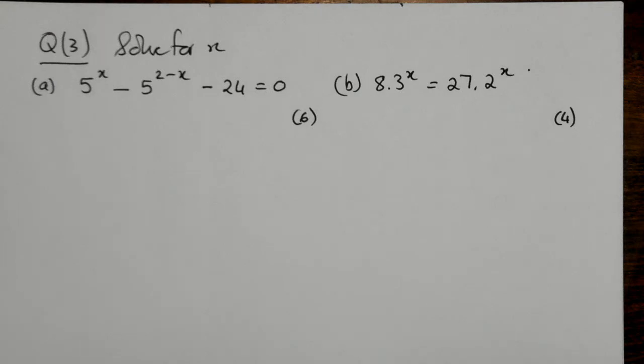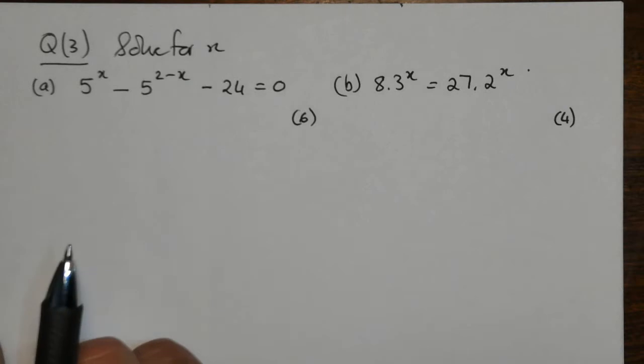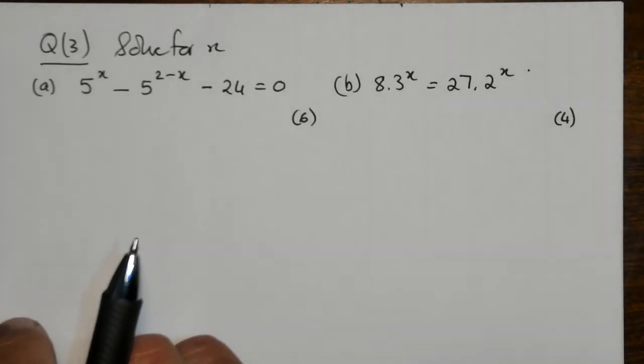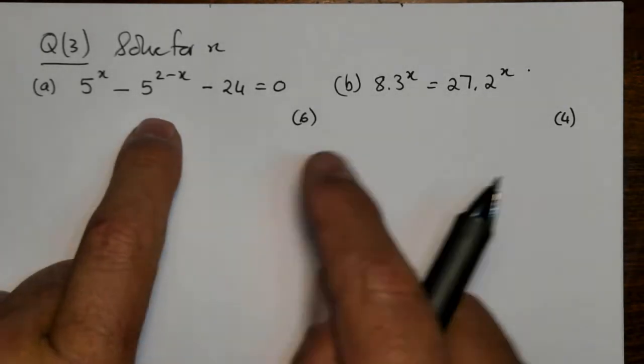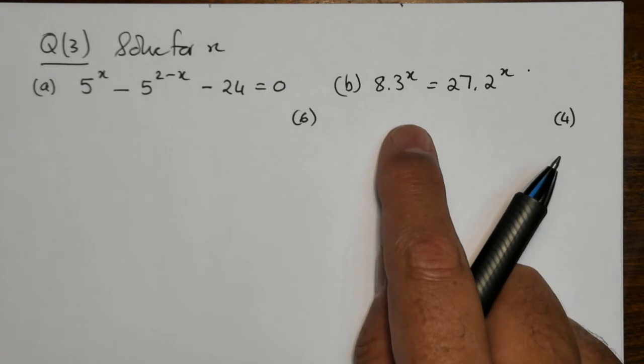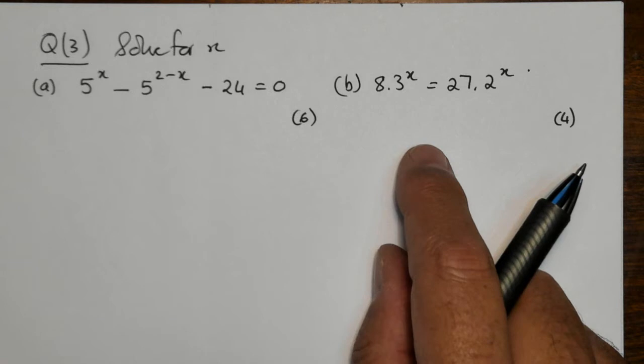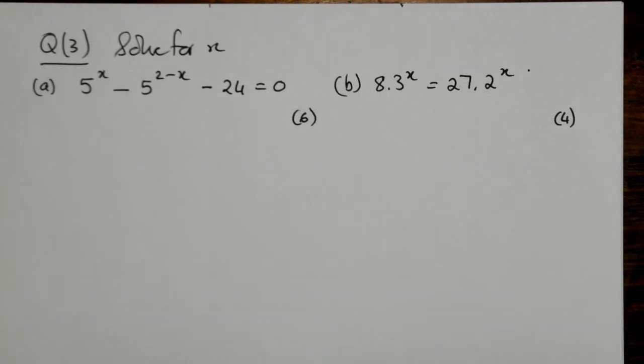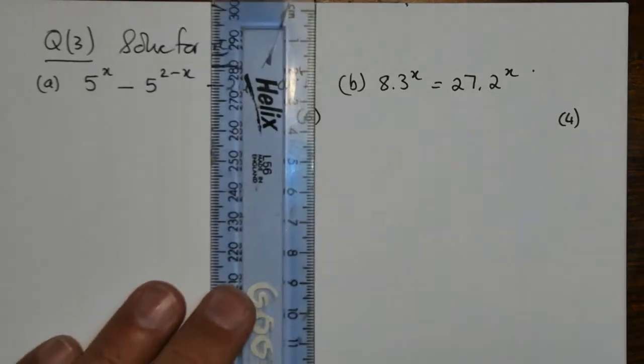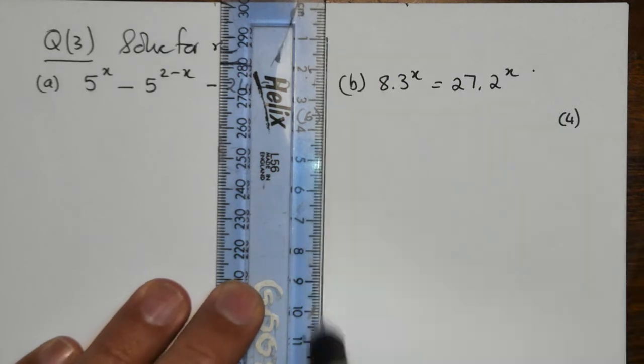Okay folks, we're moving to question 3 of the grade 11 2018 final examination. That question is still dealing with solving for x, in other words solving equations, but this time around we're working with exponential equations. So we've got to look carefully at the object that we're working with. You have to understand what this object represents and how you deal with it.